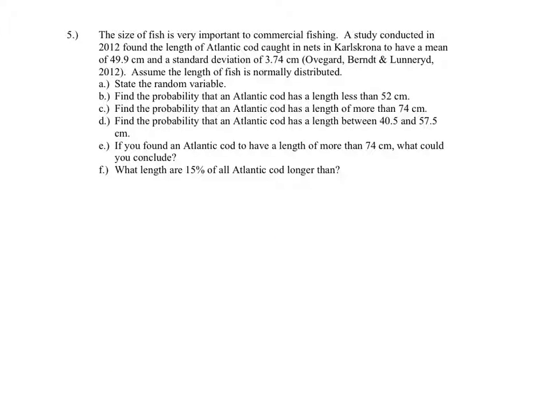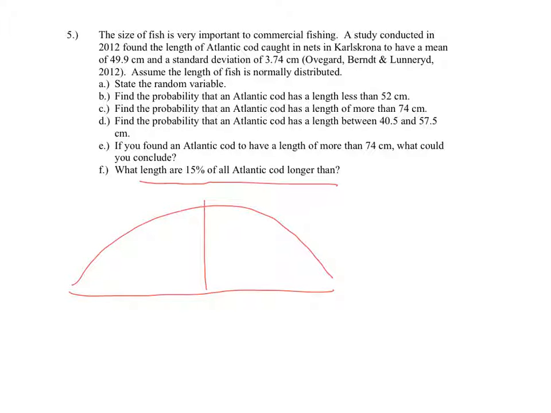So this very last question causes us to change gears a little bit. It says, what length are 15% of all Atlantic cod longer than? So I know the mean's 49.9 still, or at least I'm assuming it is. But I don't know this X number. I do know that this probability is 0.15 or 15%. So I've got to find that X.